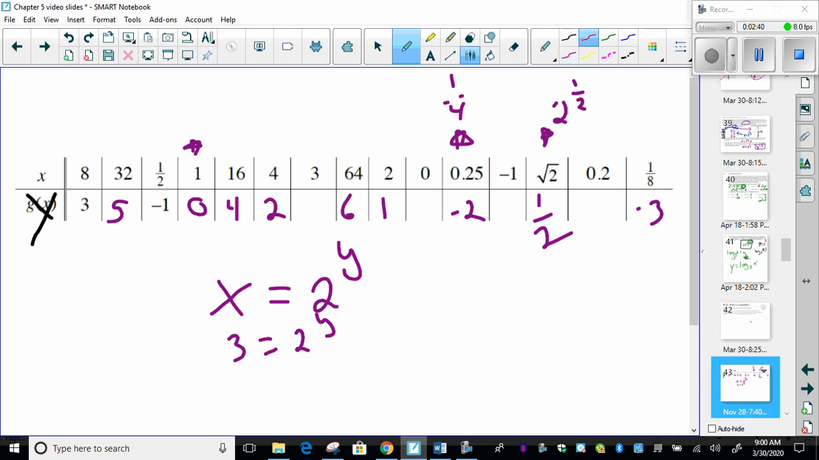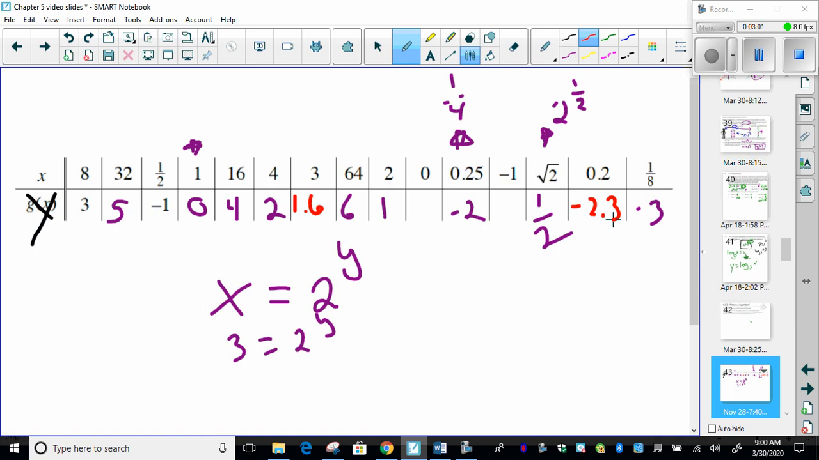So for 3, y is approximately 1.6. That is a positive 1.6. Let me try that again. I'm just going to put 1.6. I just don't have the space. And then for 0.2, it is -2.3.